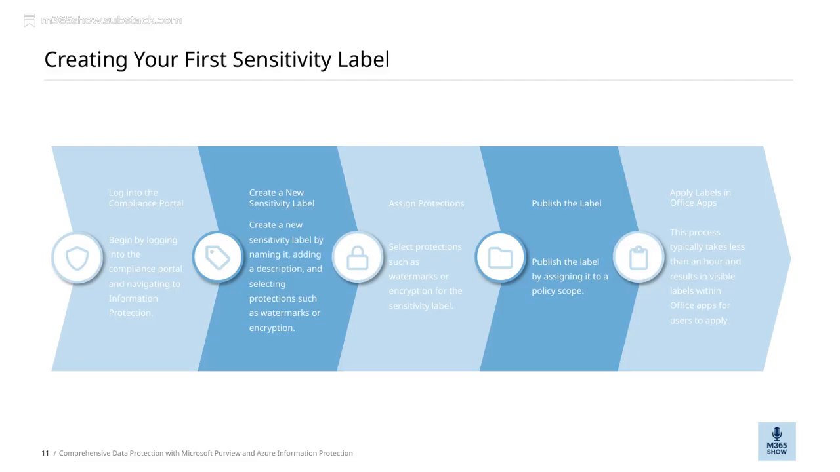Next, you'll select protections for your label. Think of protections like adding watermarks or encryption. These help safeguard sensitive information and enforce your organization's policies. Then, you'll create a new sensitivity label by giving it a clear name, adding a description so users understand its purpose, and choosing protections such as watermarks or encryption. This step ensures your label is tailored to your specific needs.